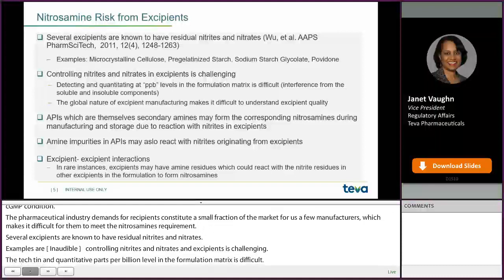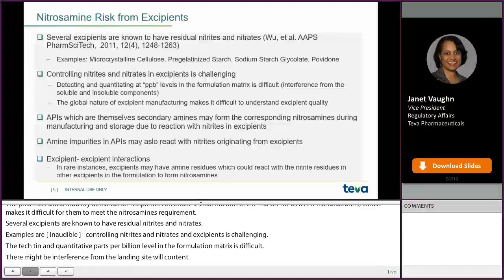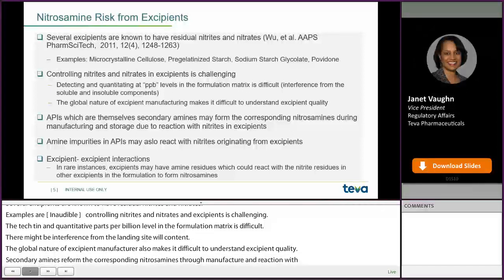APIs, which are themselves secondary amines, may form the corresponding nitrosamines during manufacturing and storage due to reaction with nitrites in excipients. Amine impurities in APIs may also react with nitrites originating from excipients. In rare instances, excipients may have amine residues which could react with the nitrite residues in other excipients in the formulation to form nitrosamines.